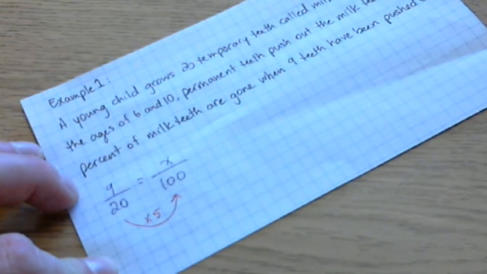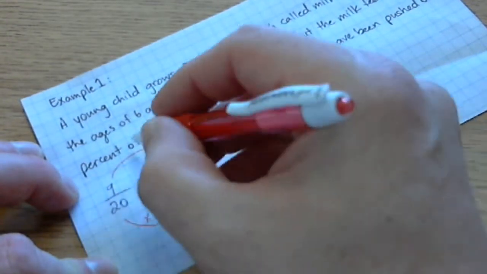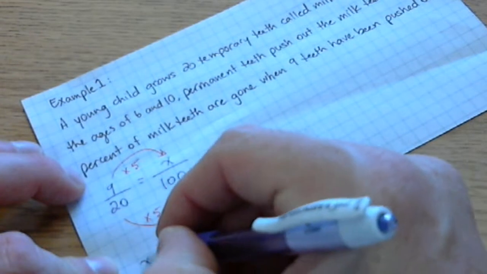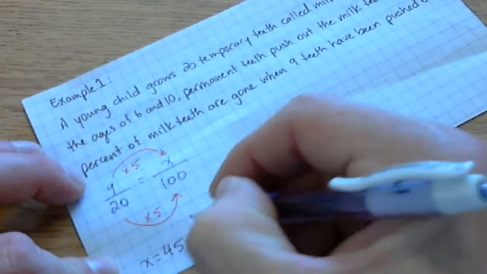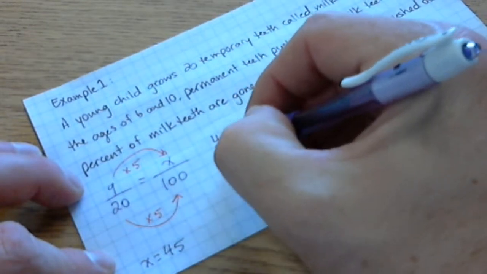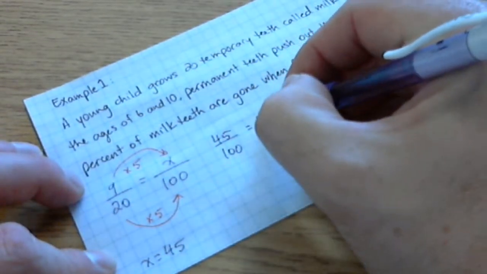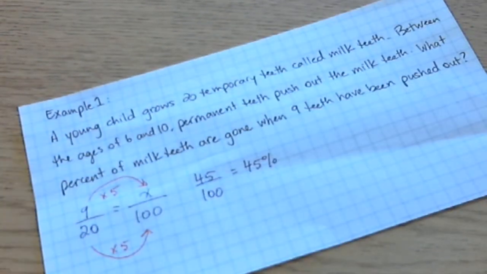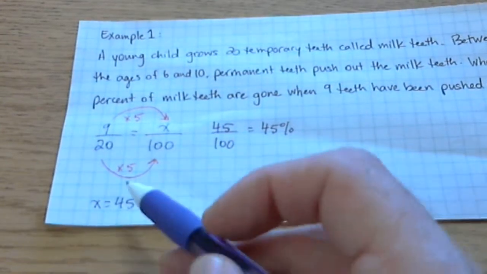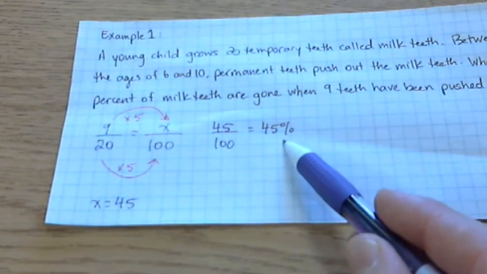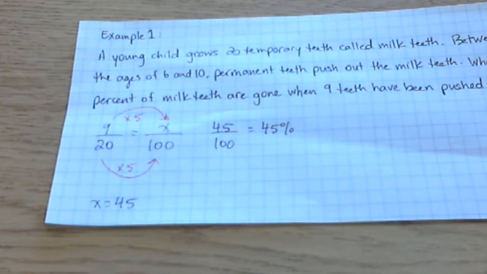So it's 20 times 5 is 100. And then 9 times 5 means that x is going to equal 45. So we say 45 out of 100 equals 45%, represents the same thing. So therefore 45% of the milk teeth are gone. Now, we here use a proportion using fractions to convert from a fraction to a percent. Okay? That's example 1.